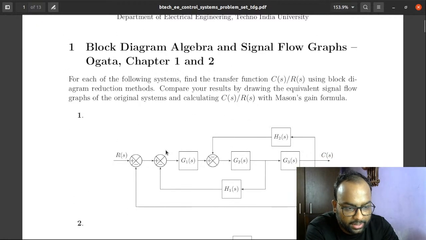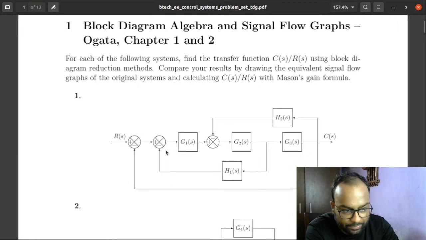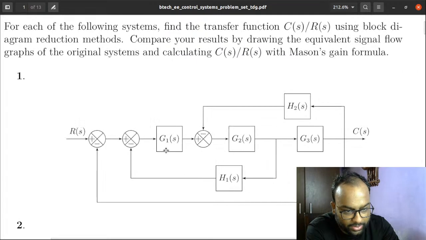And here, let's solve one problem. Let's take the first one, okay? Because it's an easy one and we can actually get to it. So the idea is to find out the equivalent transfer function.